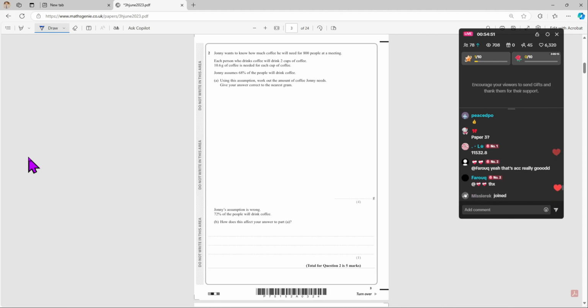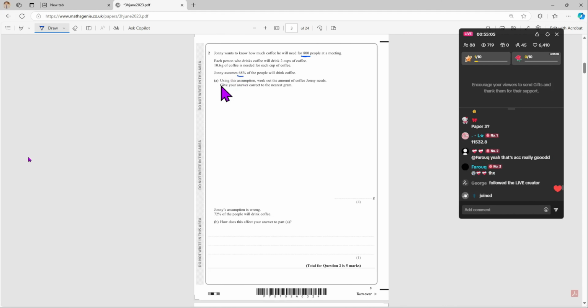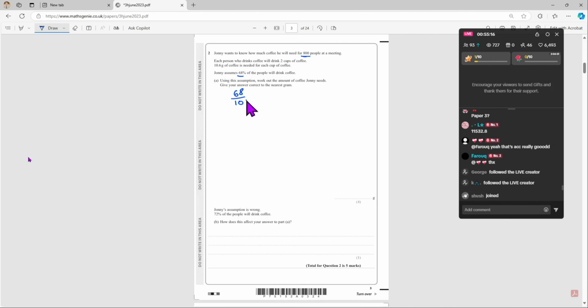So we know that there are going to be 800 people in the meeting. We need to know how much each person will drink. It says Johnny assumes that 68% of the people will drink coffee. Remember, guys, this is a calculator paper, so you can use a calculator. We do 68% of 800, so 68 over 100 times 800, which is 544 people. So Johnny assumes that 544 people will drink coffee.